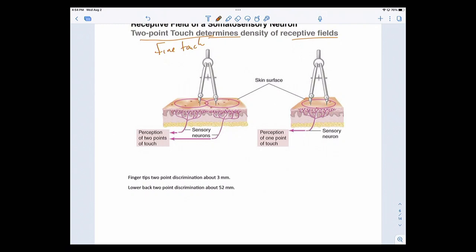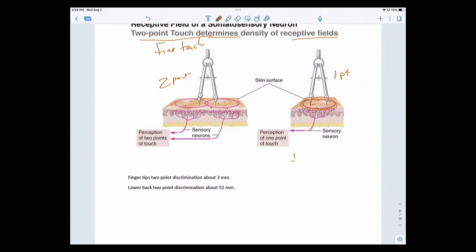If I have just one sensory field there and I'm being touched here and here, since it's just one sensory field, then I'm going to perceive this as one touch, not being touched by 2 points. So this one, my perception is going to be 2-point touching, and this one is going to be 1-point touching, despite the fact that I'm actually having 2 points here. So again, as I said earlier, the degree of fine touch, in other words, how good you are at determining 2-point touching, is going to be a function of two things.